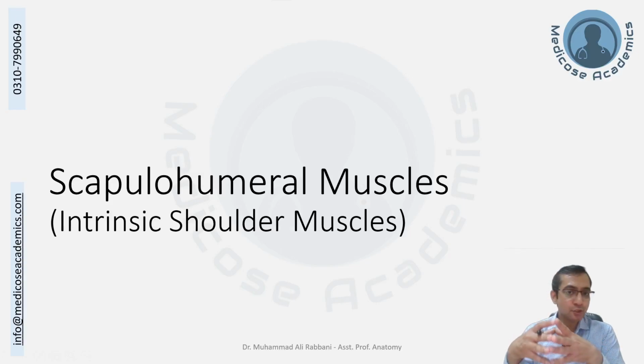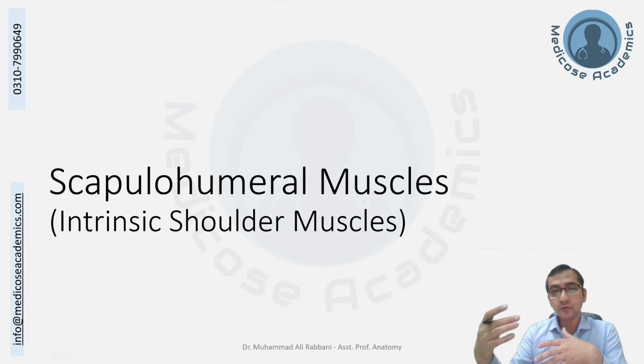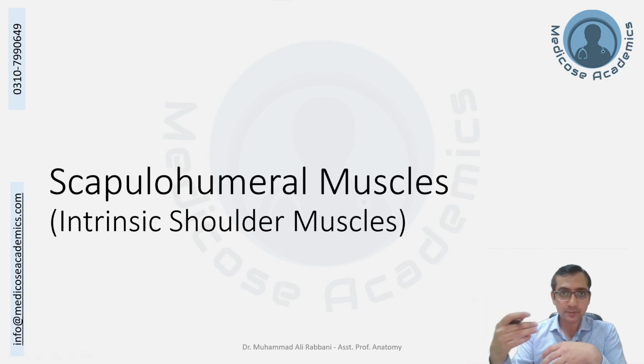So that brings us to the end of the pectoral axioappendicular muscles. Now we will start our discussion regarding the scapulohumeral muscles, the intrinsic muscles of the upper limb. We will be discussing the deltoid and the four rotator cuff muscles, that are the supraspinatus, infraspinatus, teres minor, and subscapularis, and teres major muscles.